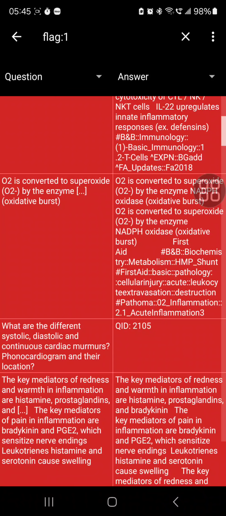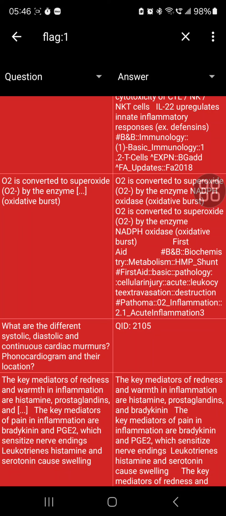O2 is converted into superoxide by the enzyme NADPH oxidase. O2 to O2 minus is NADPH oxidase.